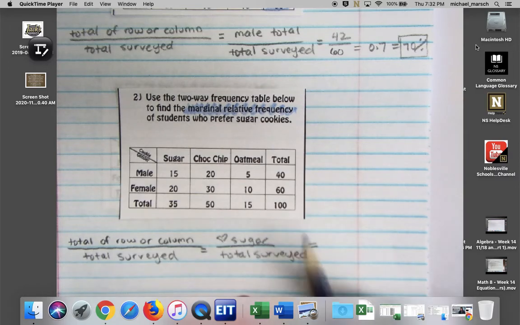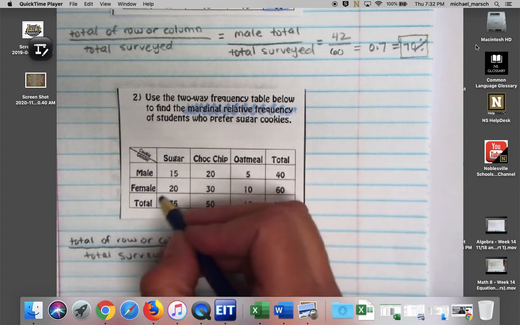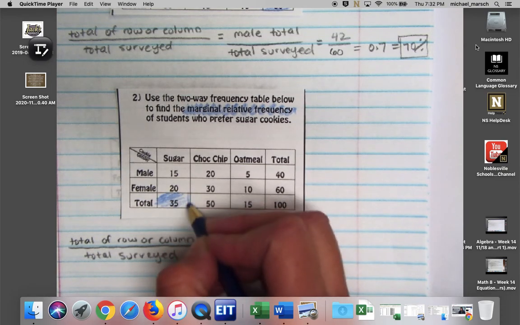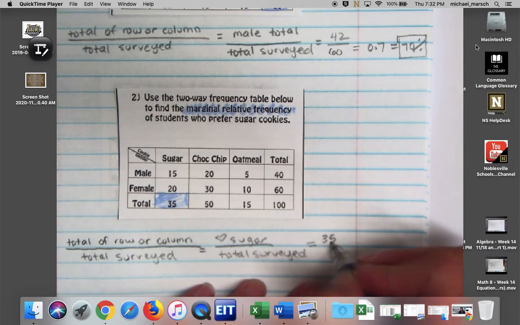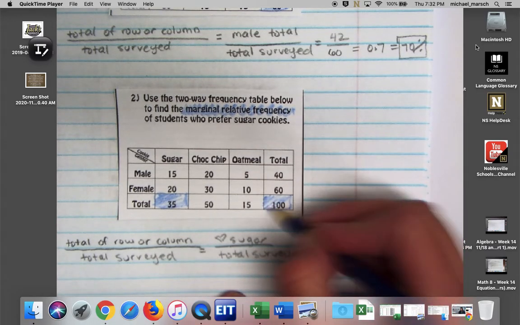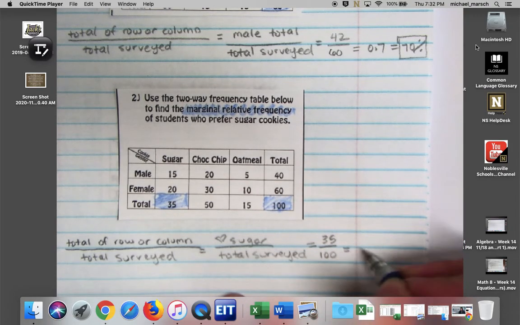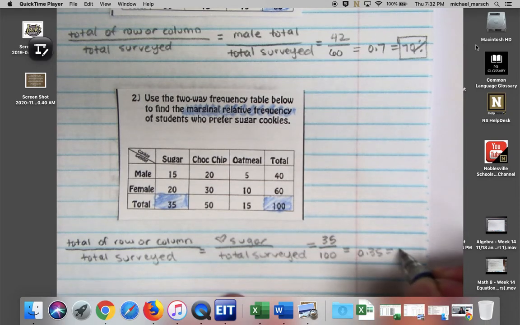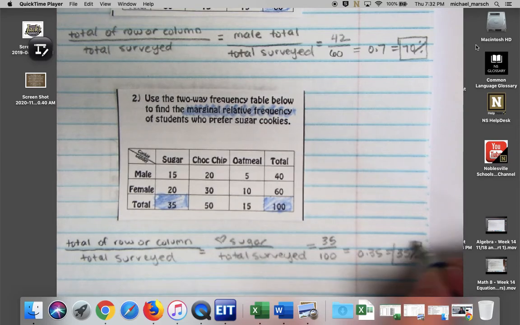So how many people actually preferred sugar cookies? So we're going to look at this sugar cookie column. The total that loved the sugar cookies was 35 out of the people surveyed. And then the total surveyed was 100 people. So we get 0.35, which of course is 35%. So 35% of the people surveyed preferred sugar cookies.